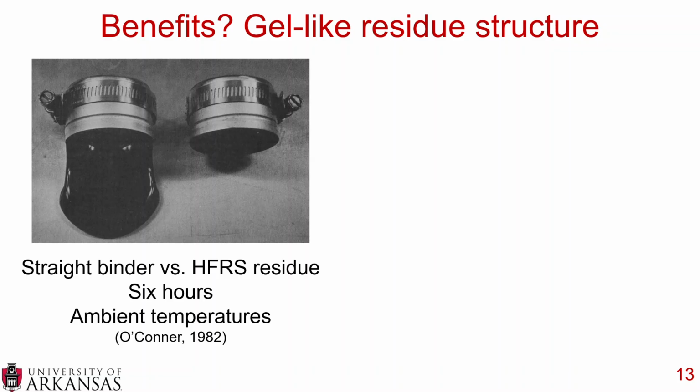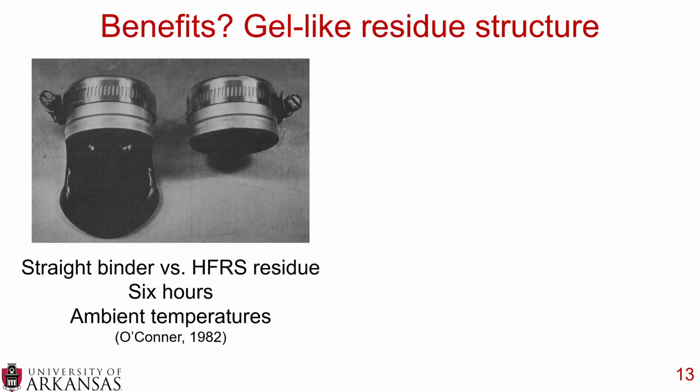2 tins of material. On the left is straight asphalt binder, and then on the right is the high float rapid set residue that was manufactured based on the straight binder on the left. So the source binder is the same for both of these. On the left is just the binder before anything happened to it, before you made the emulsion. On the right, it's the same binder, but a high float asphalt emulsion was made with that binder. And you can see after 6 hours, there's no flow at ambient temperatures.